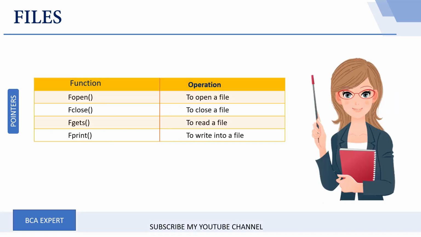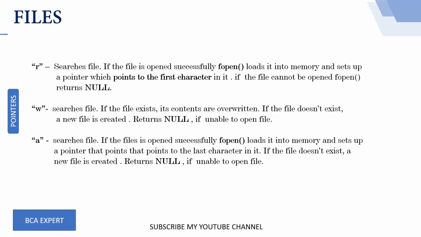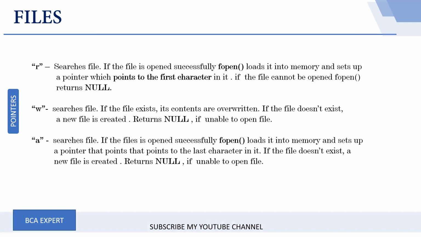In short, fopen is used to open the file, fclose is used to close the file, fgets is used to read the file, and fprintf is used to write into the file. So now let us move on to our next section, which defines the functions of R, W, A and R.